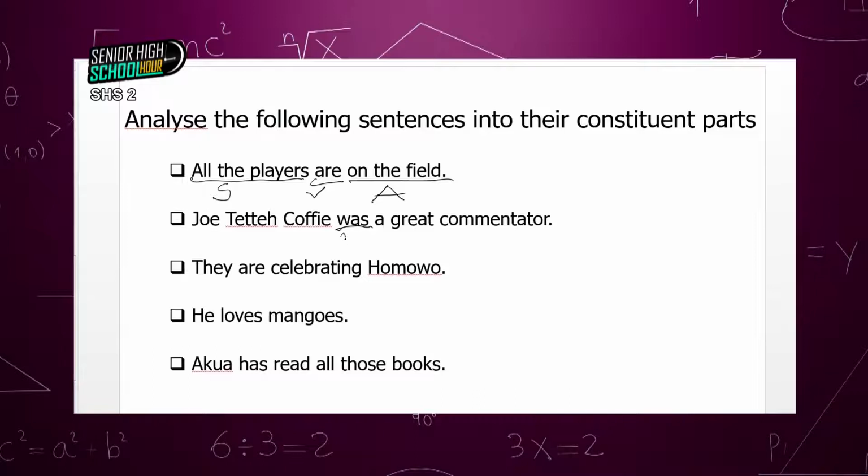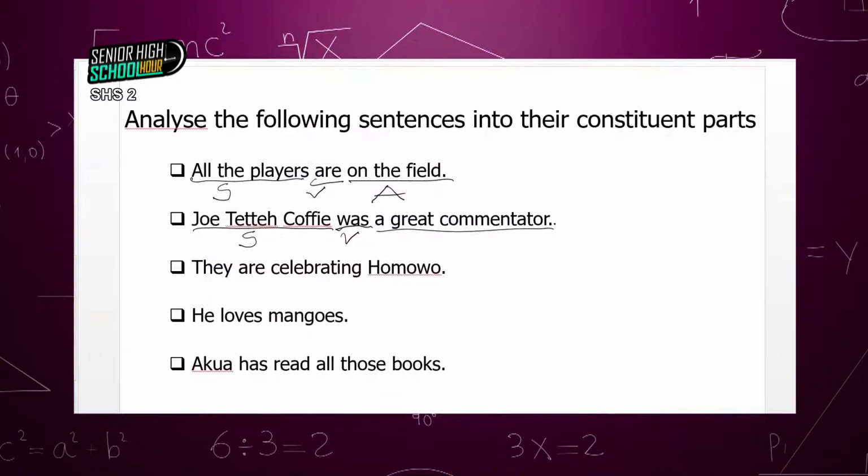Our next sentence, where's the verb? Was. Therefore, our subject is Joe Tetekofi. Then, a great commentator. What would that be? You notice that, can we passivize it? No. So you see, a great commentator refers back to Joe Tetekofi. And we can put an equal to sign there. So you can say Joe Tetekofi is equal to a great commentator. Therefore, that is a complement.